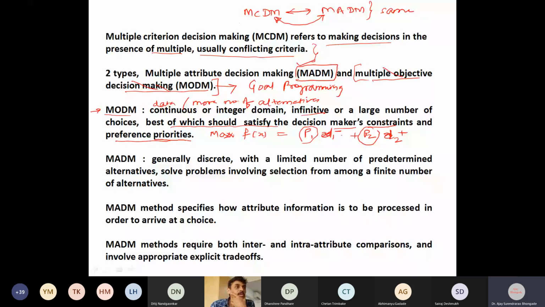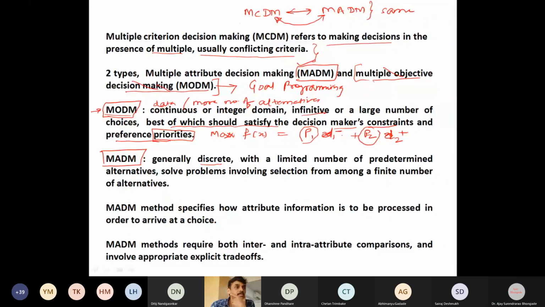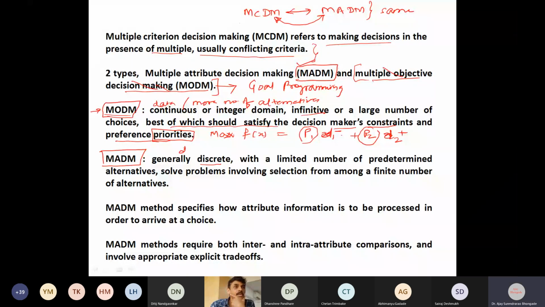Now what about this MADM? How it differs is that it generally considers discrete data. The data which is available there is a discrete one, with a limited number of predetermined alternatives. So choices are limited here, and it solves problems involving selection from among a finite number of alternatives. That is the same meaning there.